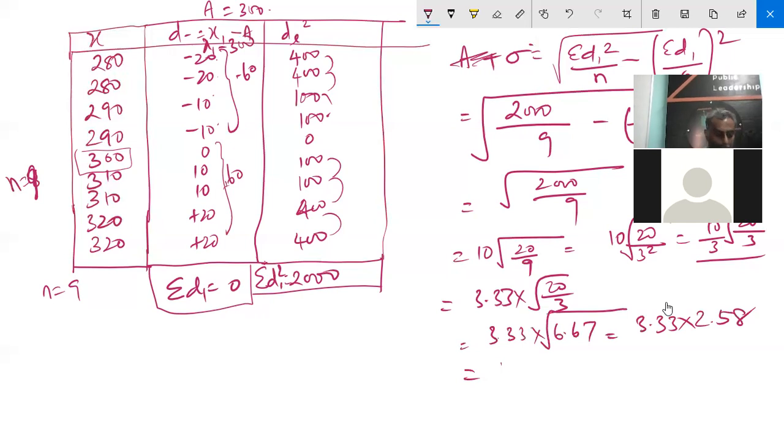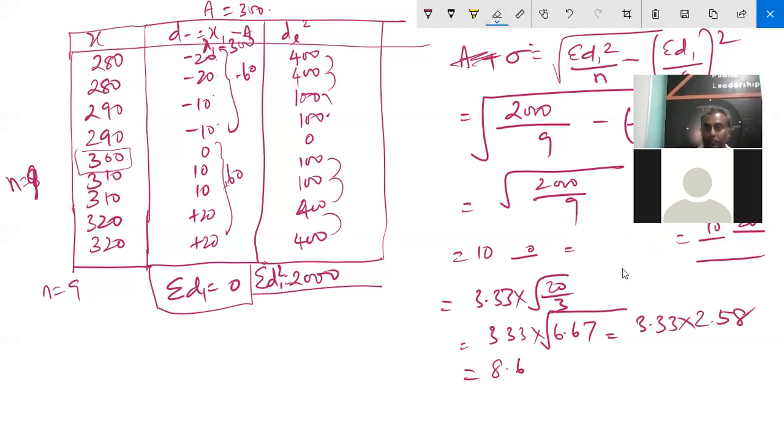That is 8.6. It's coming to 8.6. Something is wrong. Instead of that, let us do it the other way. Directly, we'll do 2000 by 9.